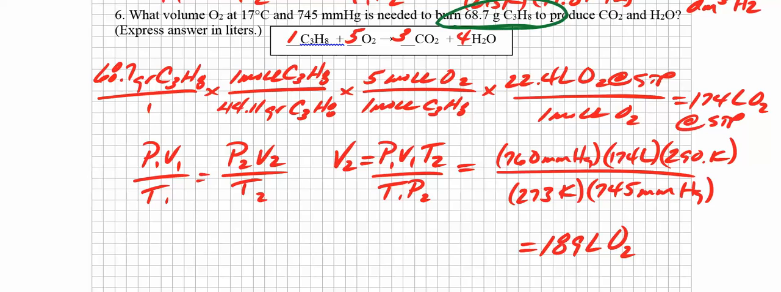22.4 liters of oxygen gas at STP. That gives me 174 liters of O2. P1V1 over T1, P2V2 over T2. I plug in, I get 189 liters of oxygen. That'll do it for this one. I'll see you in the next one. Thanks.